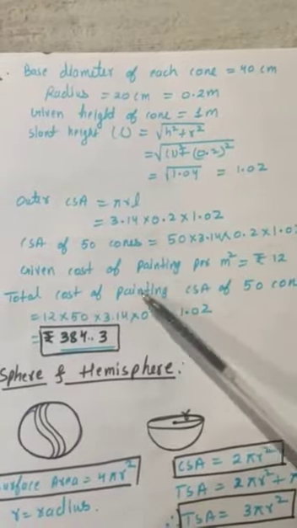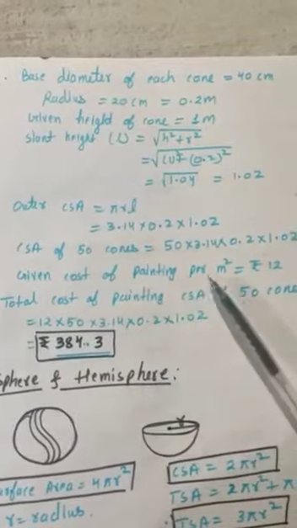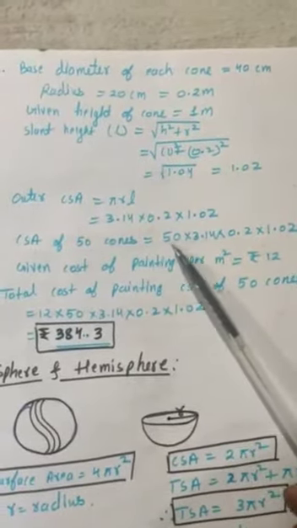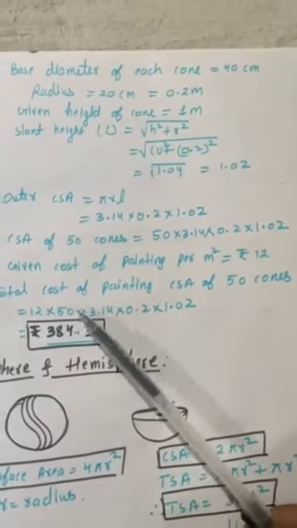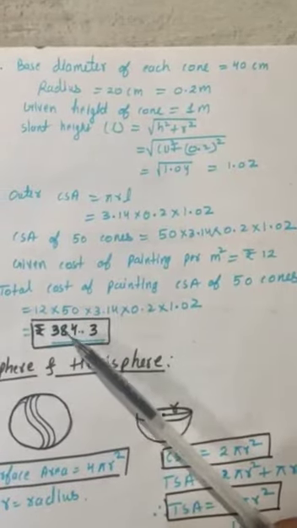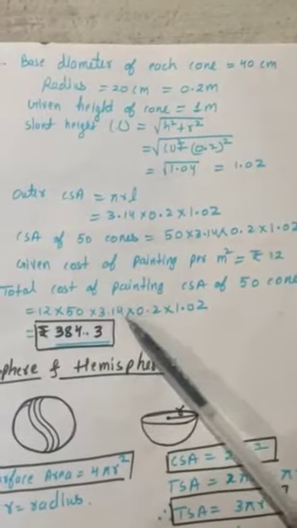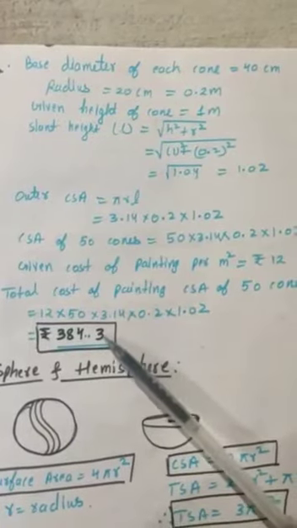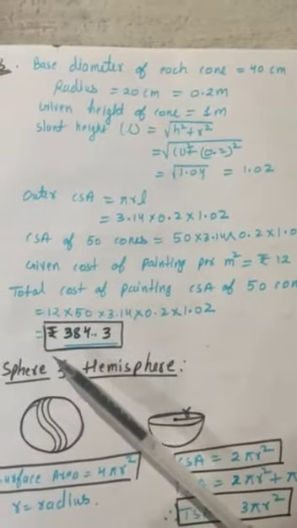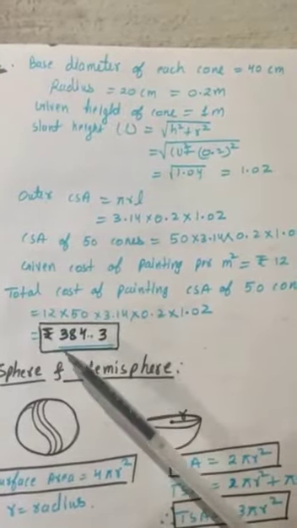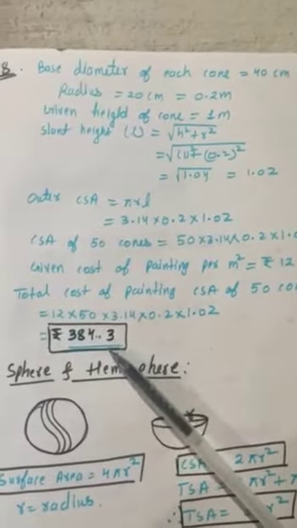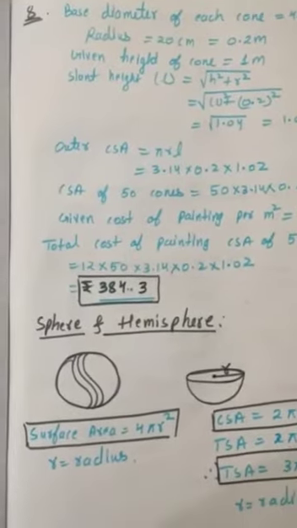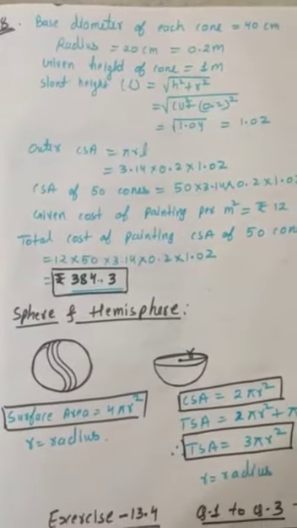Now it is given that cost of painting per meter square is ₹12. तो total cost कितनी आ जाएगी? This complete equation you will multiply by 12. So the answer is ₹384.3. Okay, this is the approximate. Since इसमें decimal बहुत ज़्यादा है, so you can just write it up to 3 decimal places. I've written it up to only 1 decimal place, 384.3 rupees. So this much is the cost. So I hope all of you have understood. Okay, all the questions of cone.